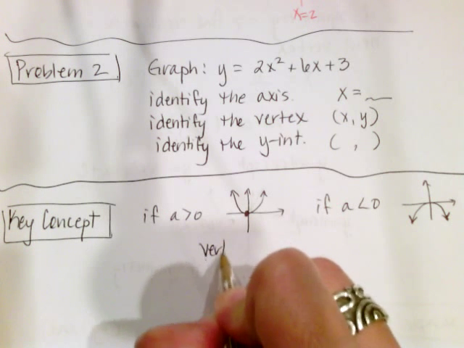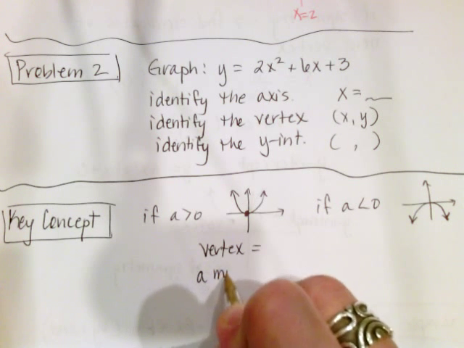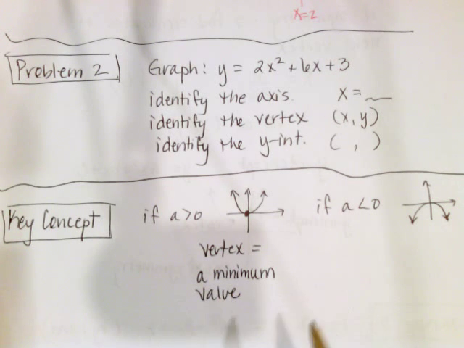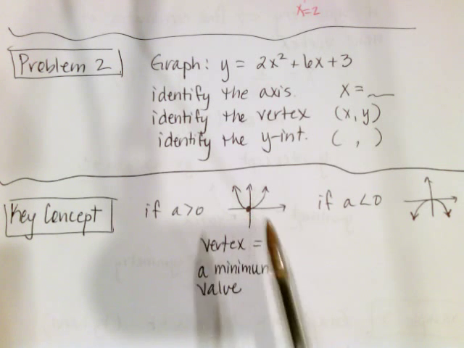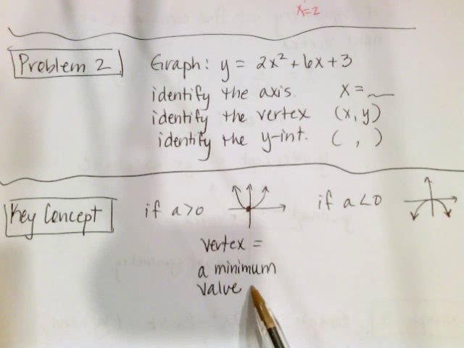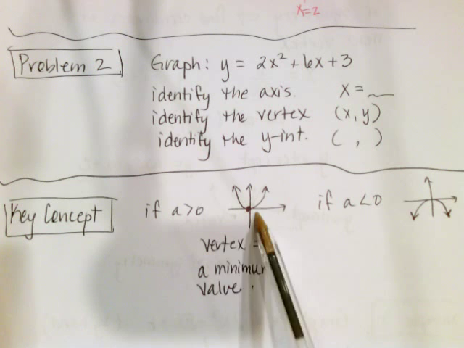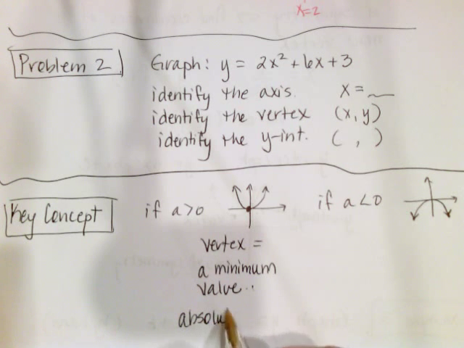So if we look at these two parabolas, I also know an additional piece of information. The vertex of this parabola is actually a minimum value for that parabola, which means this parabola will never go below this point. So this is called a minimum value. So if A is positive, the parabola points up, then the vertex is going to represent what's called a minimum value. Later, we'll call it an absolute minimum because it never goes below that point.